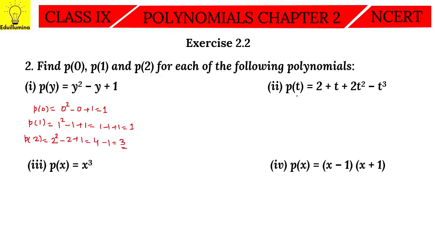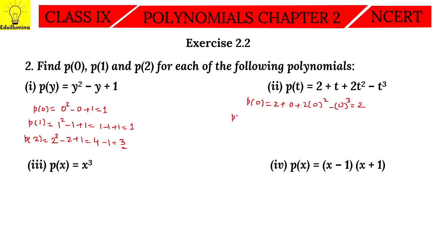And the second one is p of t equal to 2 plus t plus 2t square minus t cube. So first of all we want to find out p of 0. So replacing t with 0. So 2 plus 0 plus 2 into 0 square minus 0 cube. So which is equal to 2.